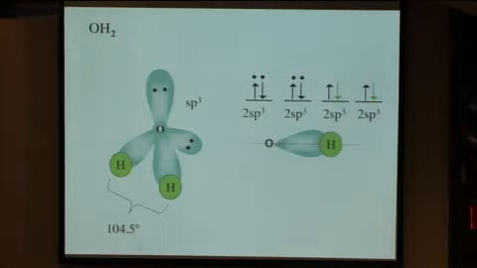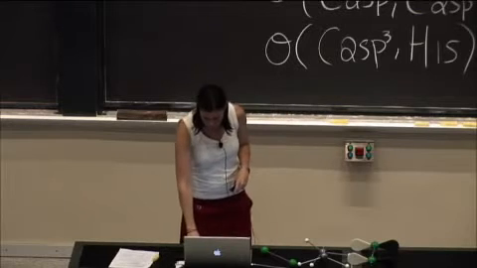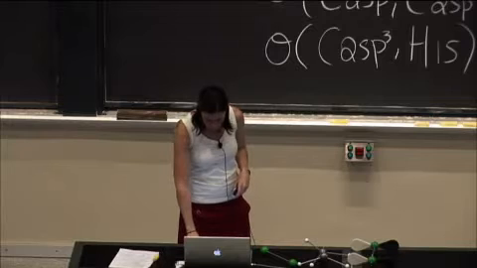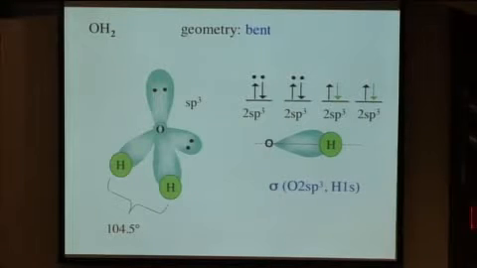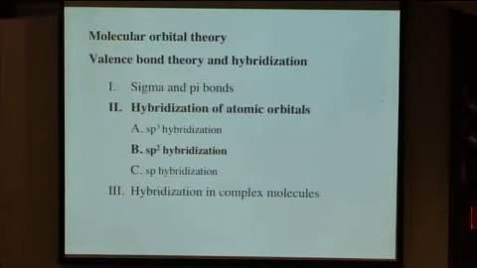So in terms of naming our OH bond, good, it's right here. So it's going to be a sigma bond, and we have oxygen 2sp3 and hydrogen 1s. And the geometry, which I didn't ask you, is going to be bent for this molecule. All right, so that's sp3 hybridization, but those aren't the only type of hybrid orbitals that we can form.